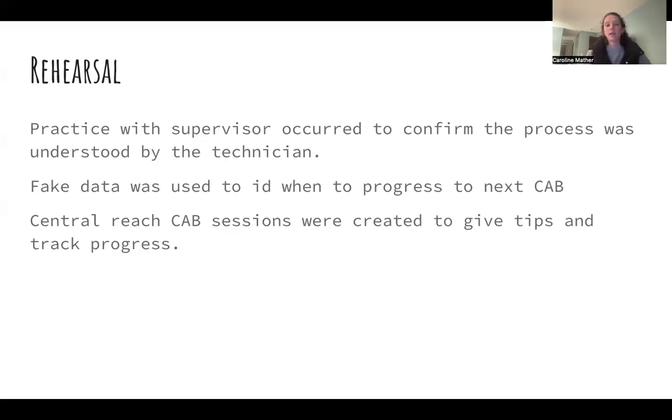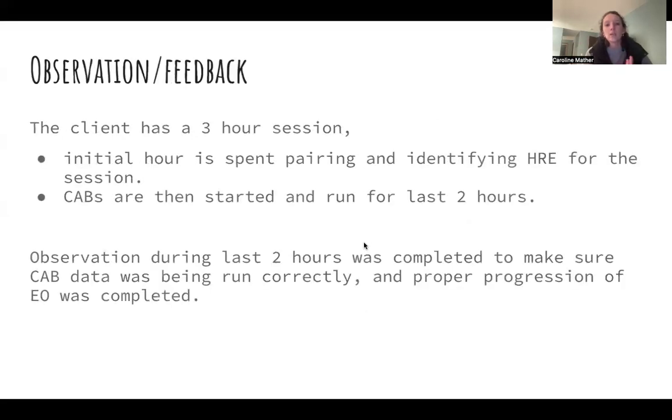So after modeling what the CABs looked like and progressing the EO, rehearsal with us occurred, and then rehearsal of how to put the data in, and having them actually put in fake data in Central Reach and paper was done during this time as well. So then observation and feedback occurred following all of this.